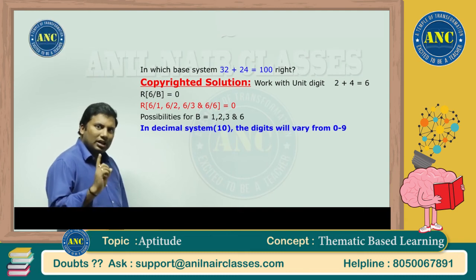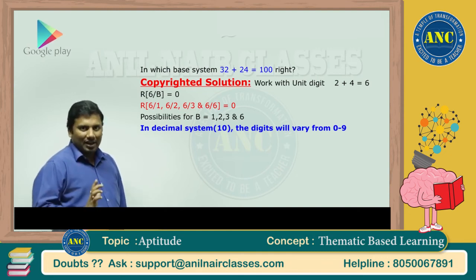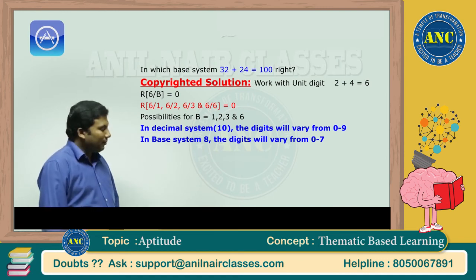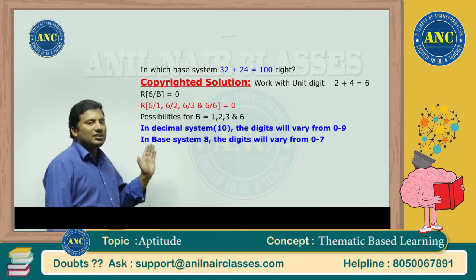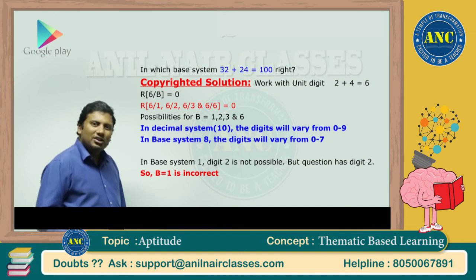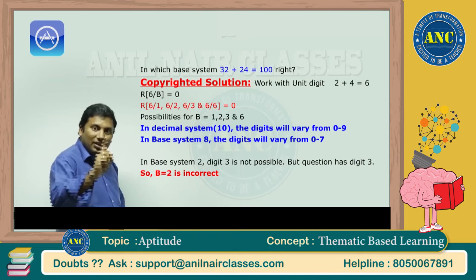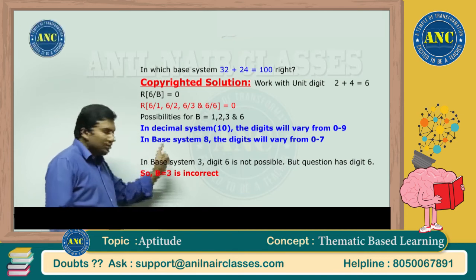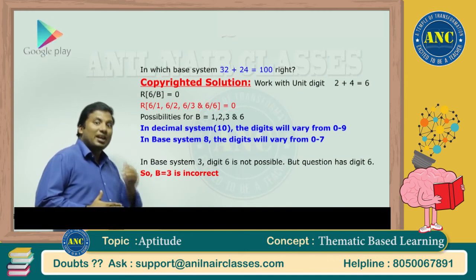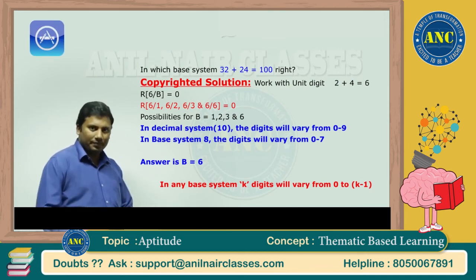Now listen carefully. In decimal system, that is base 10, there will be 10 digits from 0 to 9. I hope you're all with me. In base system 8, there will be 8 digits from 0 to 7. That means we got the answer base system 1, base system 2, base system 3, base system 6. In base system 1, there will not be digit 2, but 2 is there in the question. Eliminate 1. In base system 2, digit 3 will not be there. Eliminate it. In base system 3, digit 6 will not be there. Even though you got the 4 answers, 3 options are incorrect because in any base system K, digits will be from 0 to K minus 1.